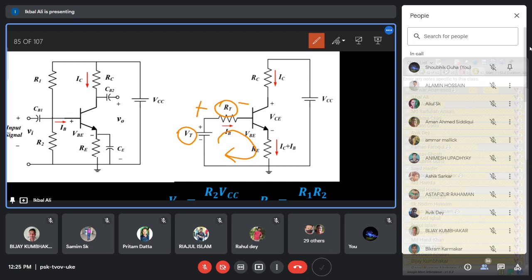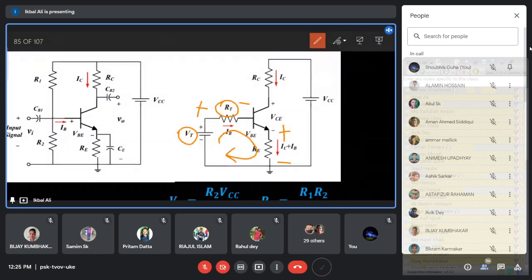Then you have calculated the drop across the RE resistance. This side will be plus and this side will be minus. The drop across RE should be IC plus IB, which is the current flowing through the resistance RE, into RE, equal to 0. That is your equation. Is that right? Yes, sir. Okay. Will anyone else try?